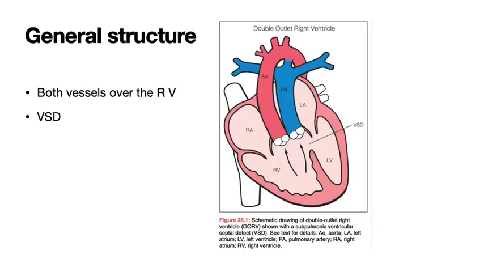Now, the general structure is you've got both vessels over the right ventricle primarily. You can have a little bit over the left, but more than 50% of each is over the right ventricle. Now, there also is a ventricular septal defect.